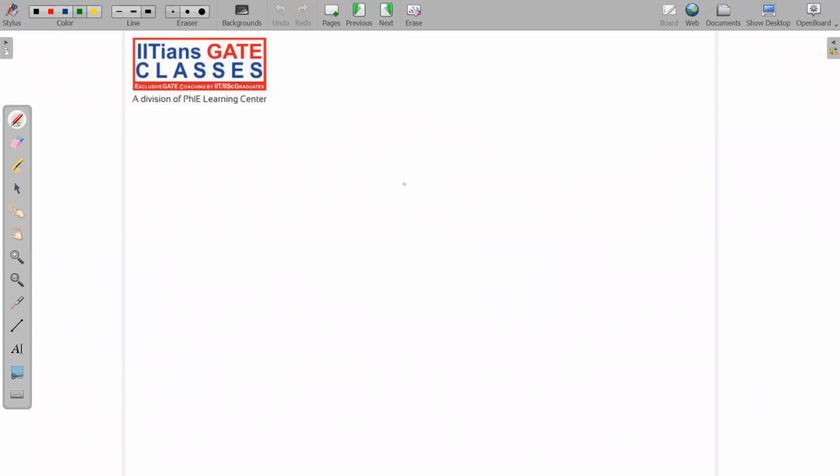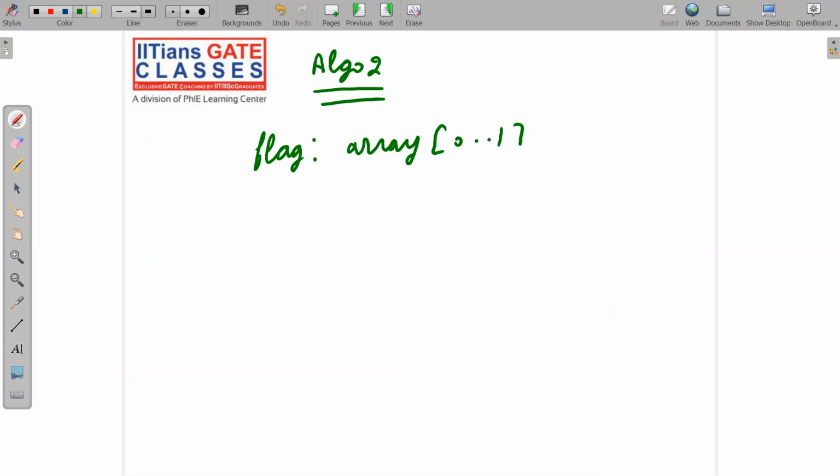Now let me tell you algorithm number two. What is algorithm number 2 saying? Algorithm number 2 says we have a flag. It is an array of two elements, 0 to 1, that means flag 0, flag 1, and it is of Boolean type.